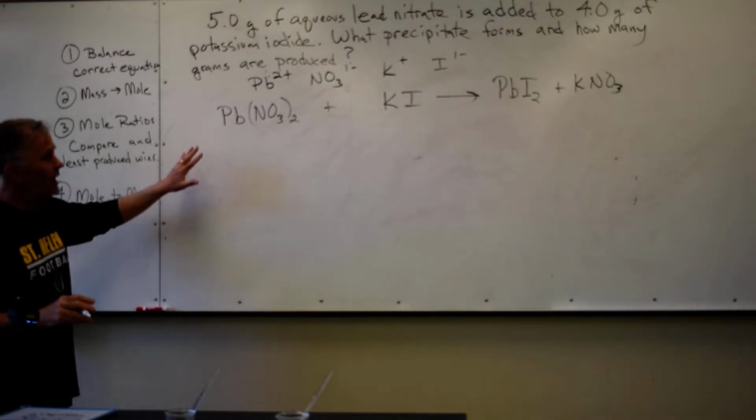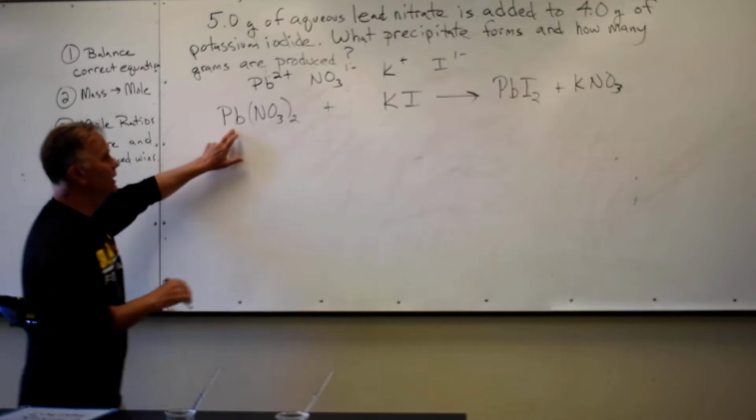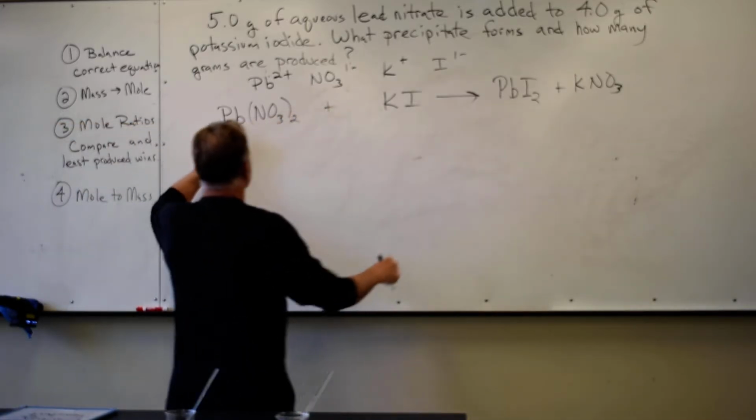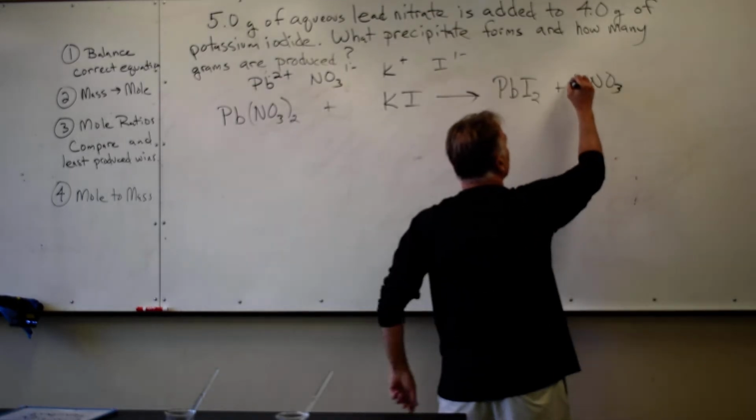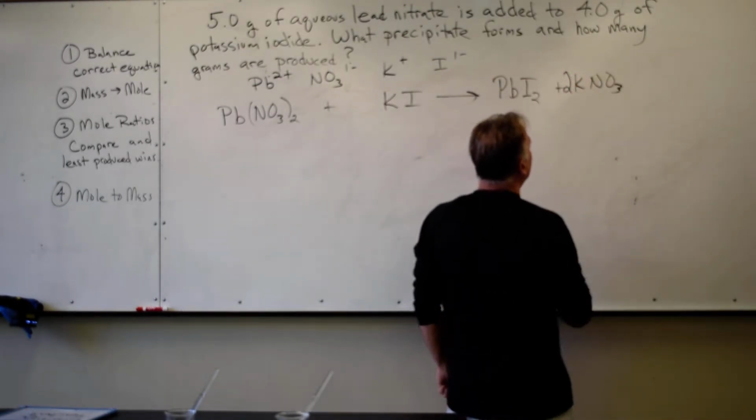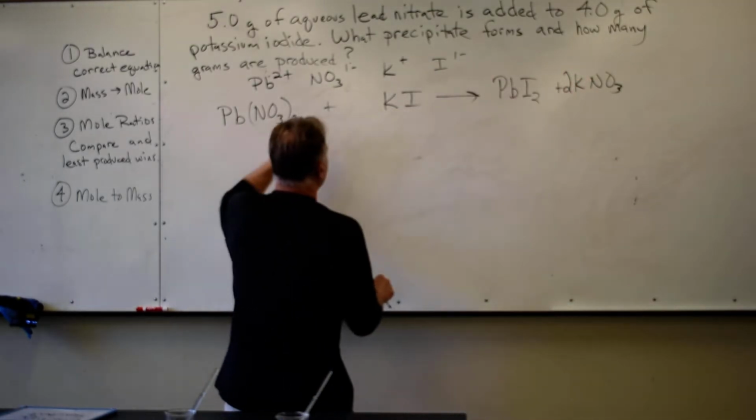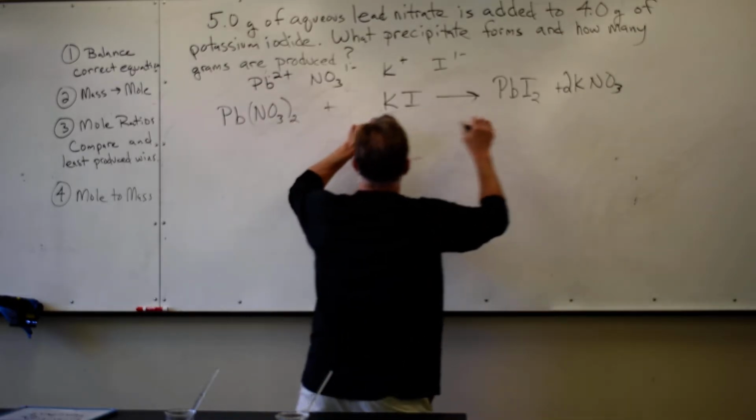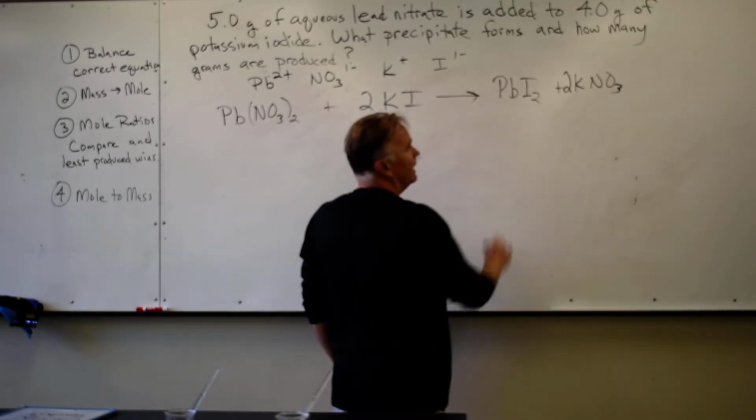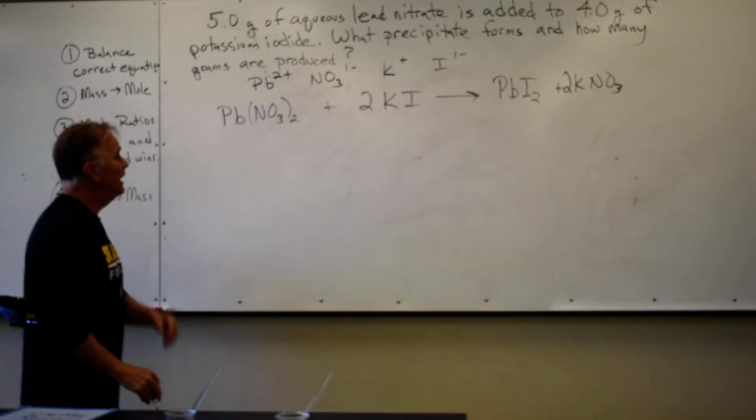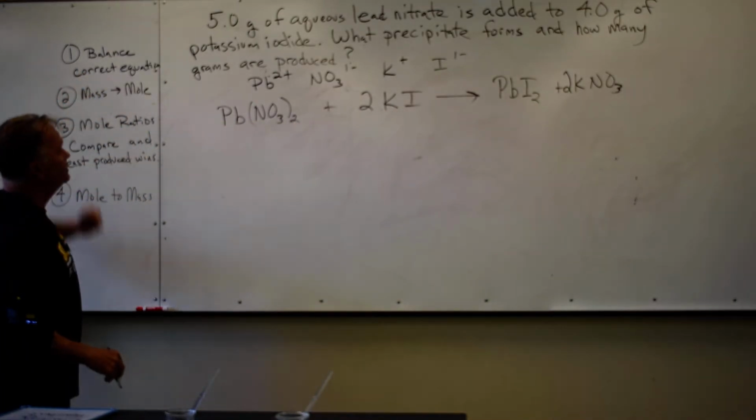Now, those are the correct formulas. Now we need to balance it. All right, 1 lead on this side, 1 lead on this side. That's good. 2 nitrate groups, only 1 nitrate group over there, so we need to put a 2 in there. Now that gives us 2 Ks over here, so we need to put a 2 here, and then 2 iodines and 2 iodines, so that's good. All right, so there's your balanced correct equation.